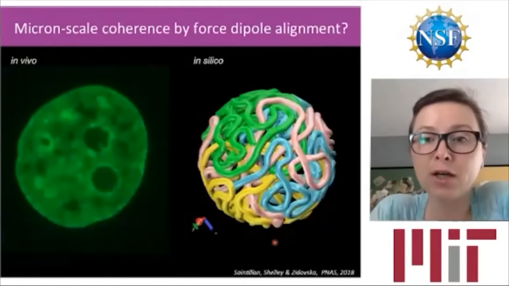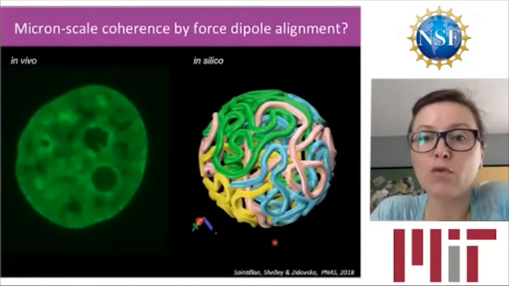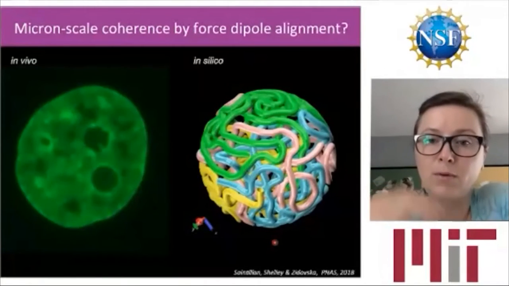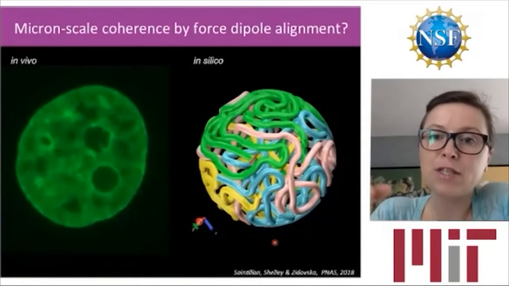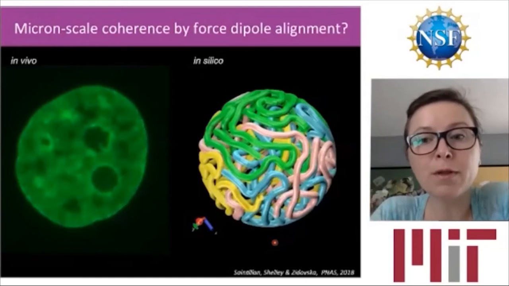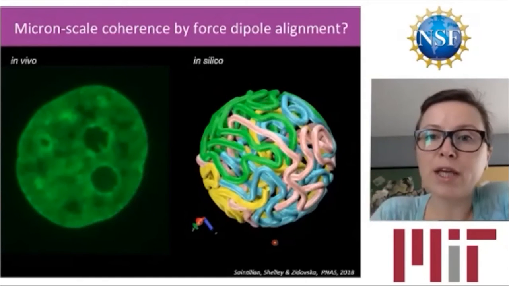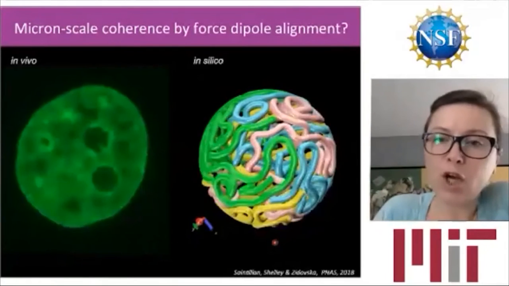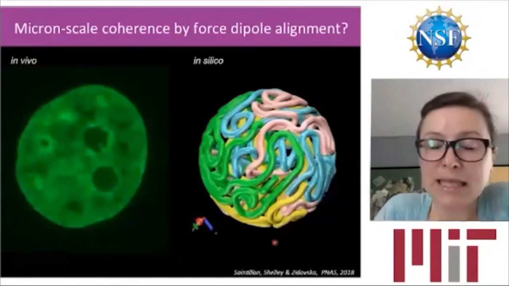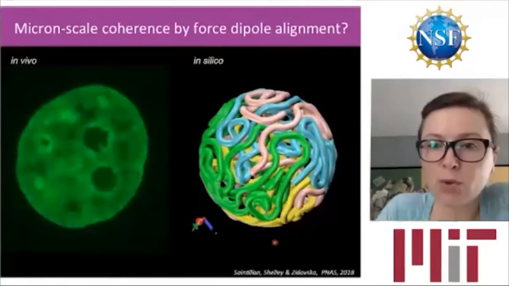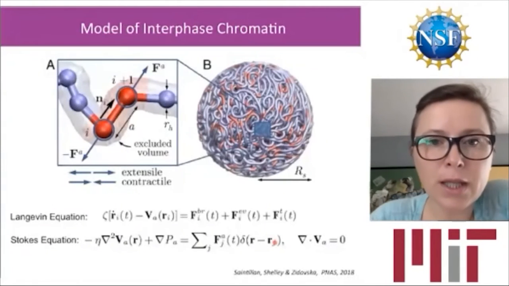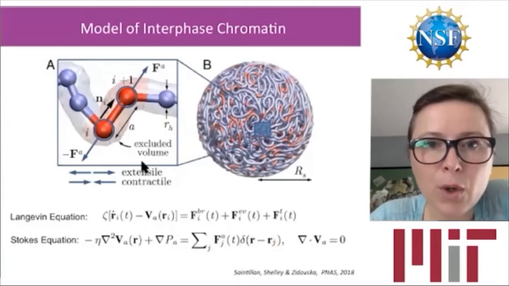So we are accounting here for the affiliated interactions. Of course, there is excluded volume, there are thermal fluctuations, and we are adding activity in the form of these force dipoles. So here you can see what type of dynamics it leads to. Before I show you the details of this model, let me first quickly show you a look under the hood of the model.